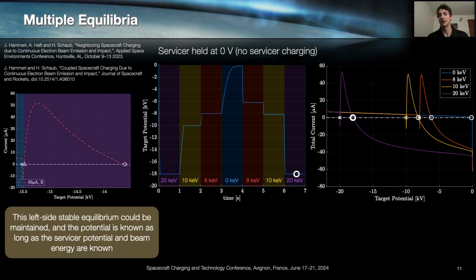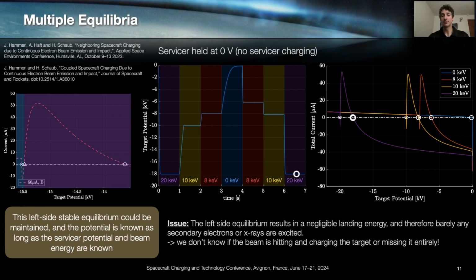Now, as a result, because we know that so well, that left side stable equilibrium could be maintained, and the potential is known reasonably well as long as the surface potential and the beam energy are known. Now, the problem here is that this left side equilibrium results in a negligible landing energy, and therefore barely any secondary electrons or X-rays are excited. And that's really the main issue here: we don't know if the beam is hitting and charging the target at all, or if it's missing it entirely.